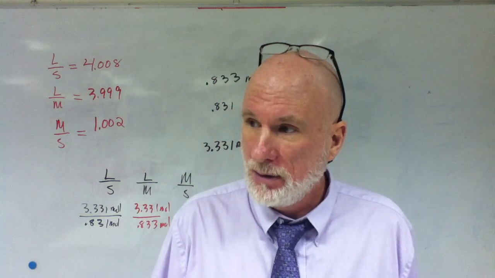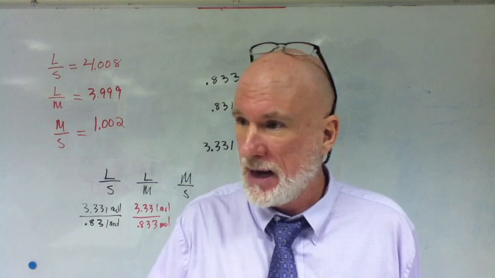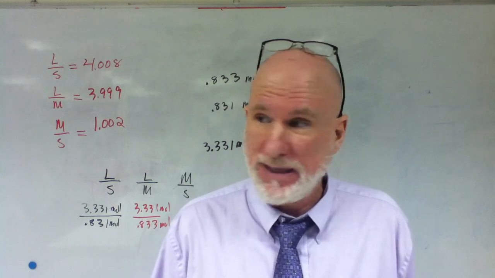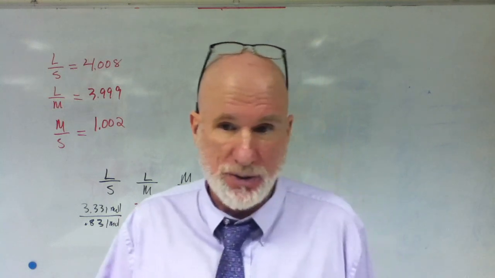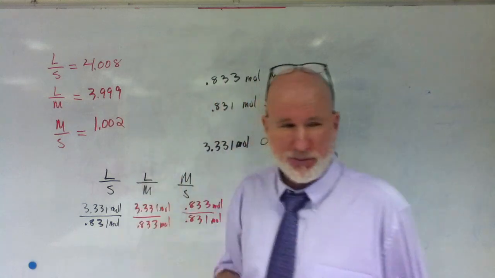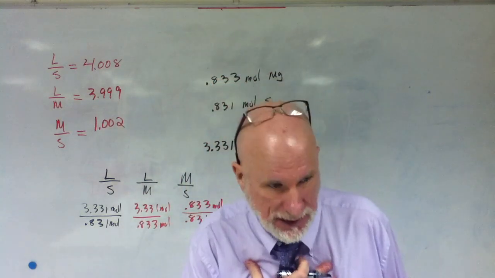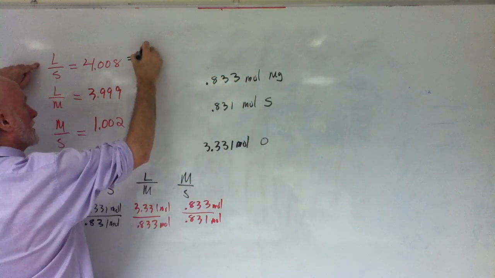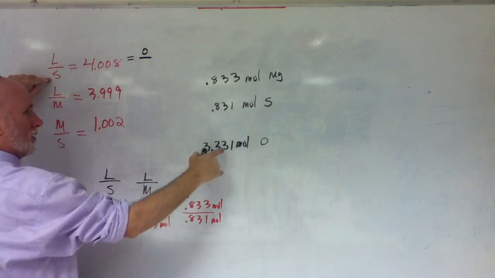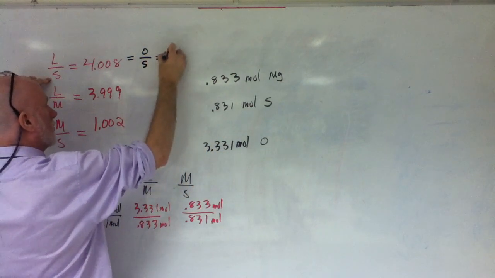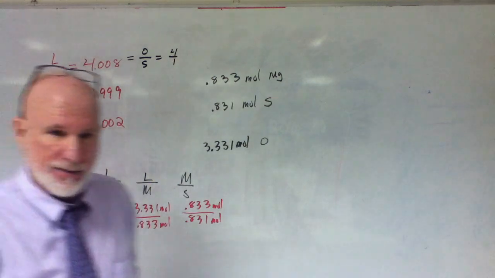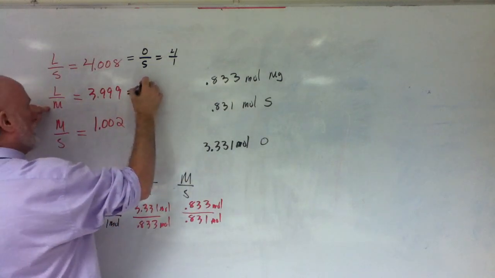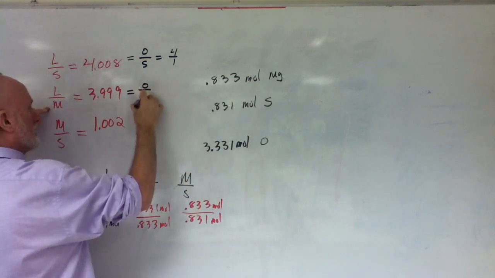Can we round 3.5 to 4? No. But that is close enough to 4. Trust me. That's why you want to go out 3 decimal places. You want to make sure that the ratio is good. Now, we're going to have a little round-off error, but this problem is pretty straightforward. So that's oxygen over small, sulfur, equals 4 to 1. And large over medium, oxygen over magnesium, is also 4 to 1.